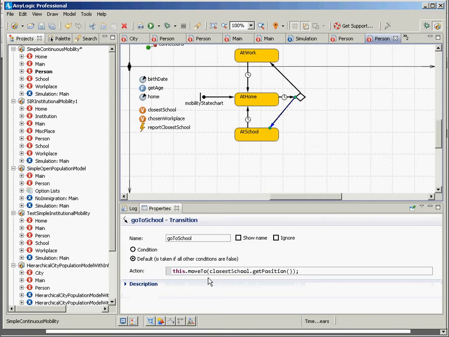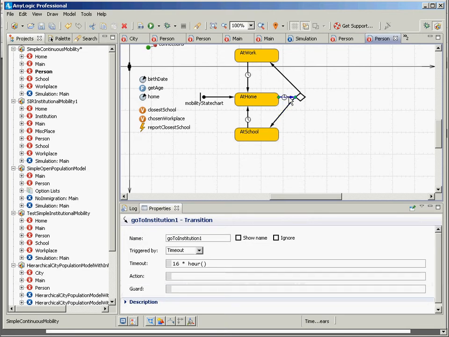That's basically, you spend 16 hours at home. And now you have to choose, okay, I'm leaving home. Where am I going? And that's based on my age. Does that make sense?